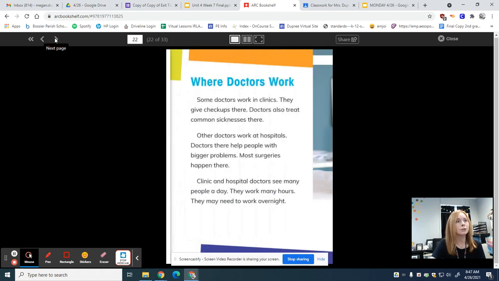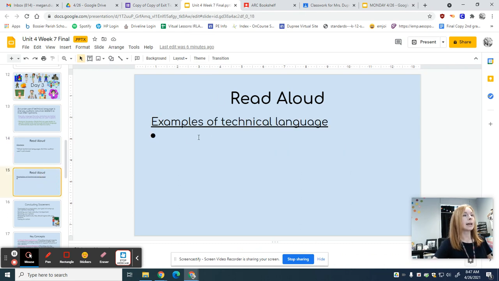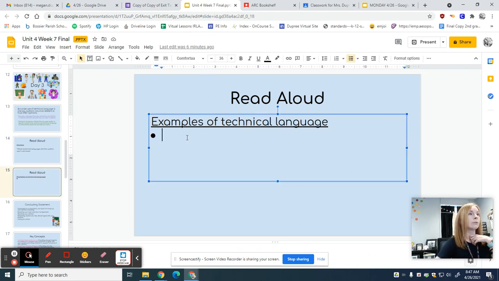Sometimes people need surgery. All right, I heard some great examples of technical language in there. So I want to make a list of some technical language that I heard. Okay, so I heard the word symptoms.